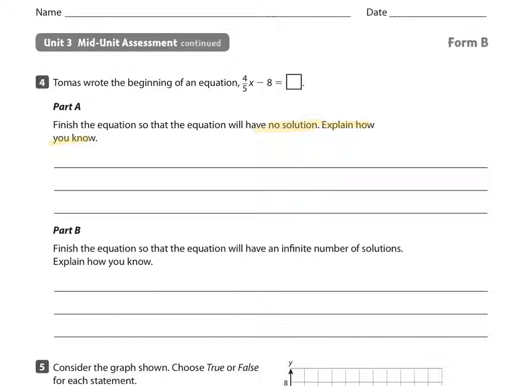This is coming straight from lesson 14. So for no solution, we're going to make a quick note right here. I want to put it in red to make sure that you remember this. So no solution means same slope and different y-intercept.